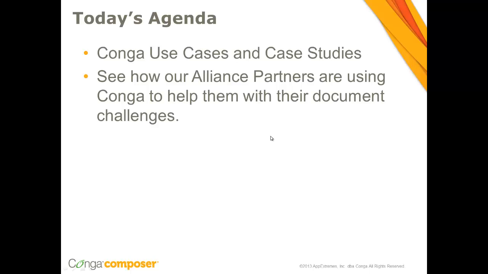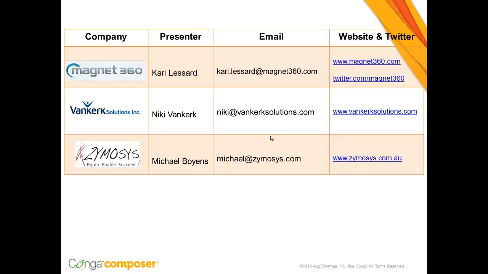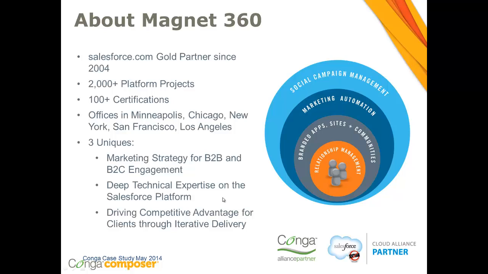So as Teresa said, we're going to go through some partner solutions today that we're really excited to share with you. And I just wanted to outline who will be going in what order to start. So we have Carrie Lassard from Magnet 360, then Nikki Van Kirk from Van Kirk Solutions, and finally Michael Boyens from Zymosis, and he's joining us all the way from Australia, so we definitely appreciate you getting on the phone early, Michael.